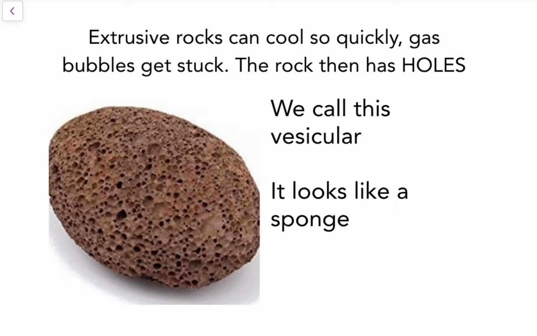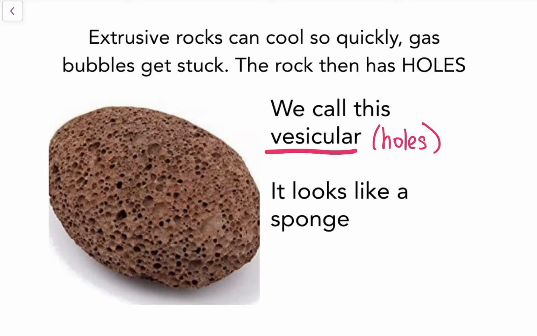Our vocab word for this is vesicular. We call this rock a vesicular rock, which means it has holes in it. It kind of looks like a sponge, except it's really hard. Most commonly, we see this rock in the form of pumice.